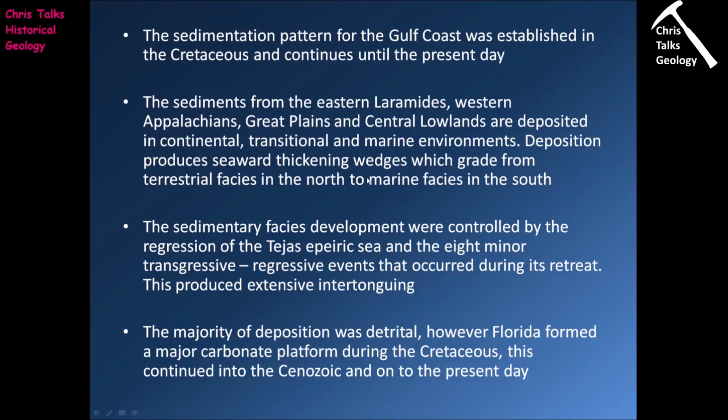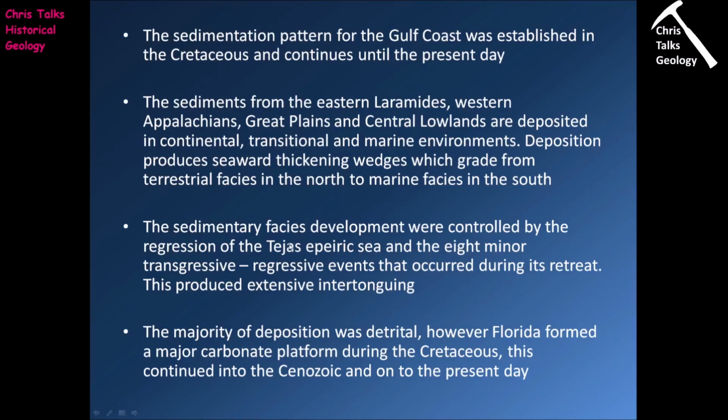So if we look at the sedimentary sequences associated with the Gulf Coast, once again we have a triangular shaped body of sediment. It's thinnest closest to the coast, and it gets thicker as you move out into the marine environment. And once again, this is a standard passive continental feature. We tend to see a lot of these seaward thickening sedimentary sequences associated with passive continental margins. So the sedimentary facies development that we see in these wedges of marine sediments that were being deposited from the Cretaceous onwards are controlled by the regression of the Tejas Epeiric Sea.